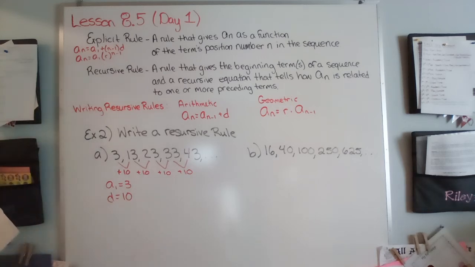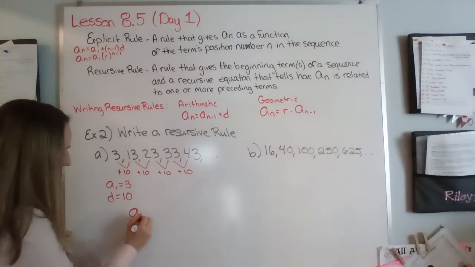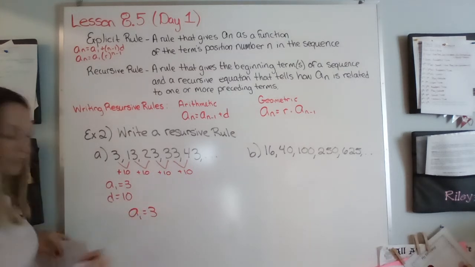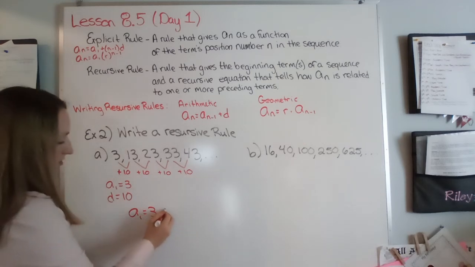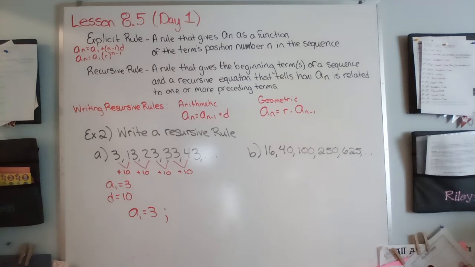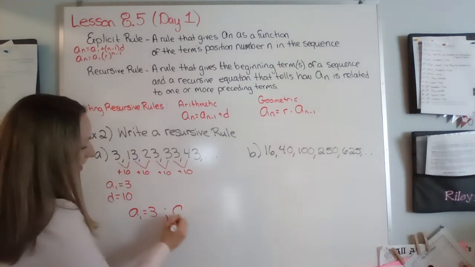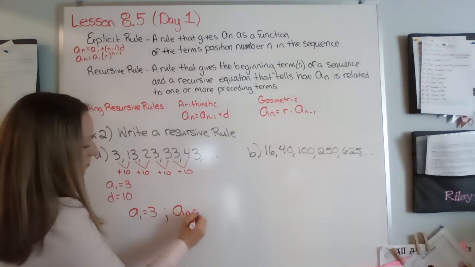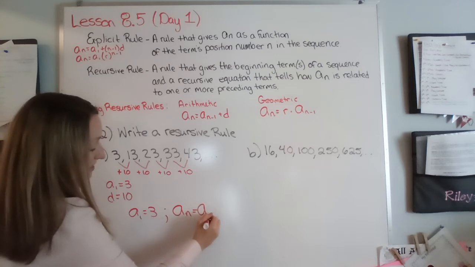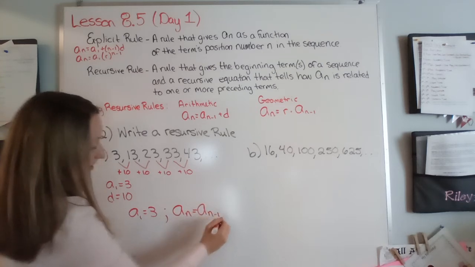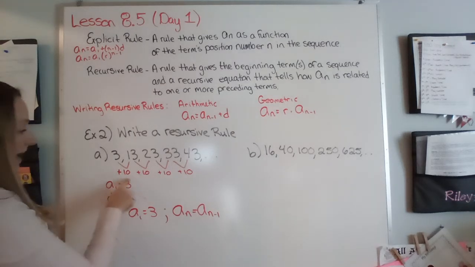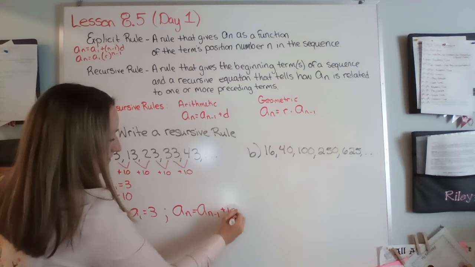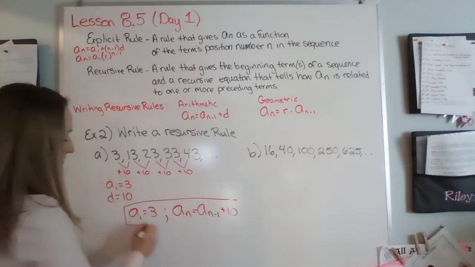The way you write the rule, you first give the first term. a sub 1 equals 3. That is the first part of writing a recursive rule. Then, you can use a semicolon. Then you're going to say, to get to the next term, a sub n, you take the previous term. Well, the previous term is always a sub n minus 1. That's the term before a sub n. And what do you do? You add 10 each time. So plus 10. And that is your rule.